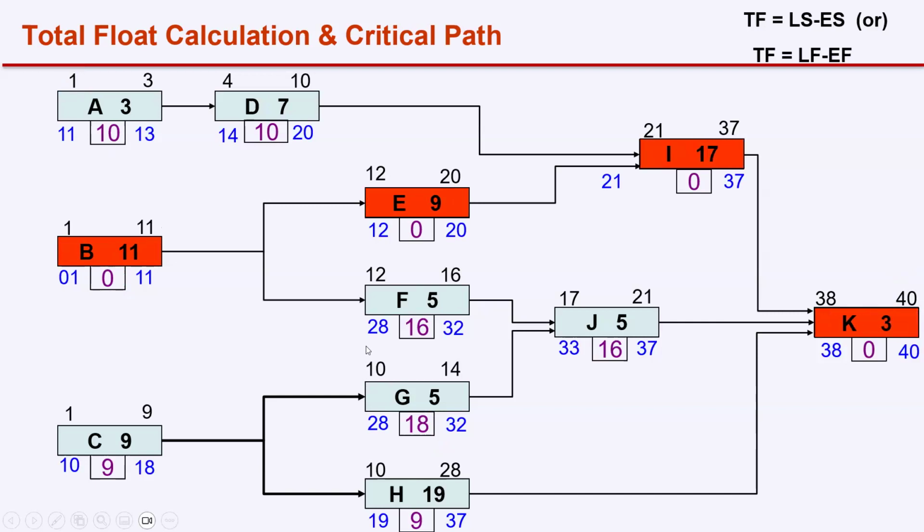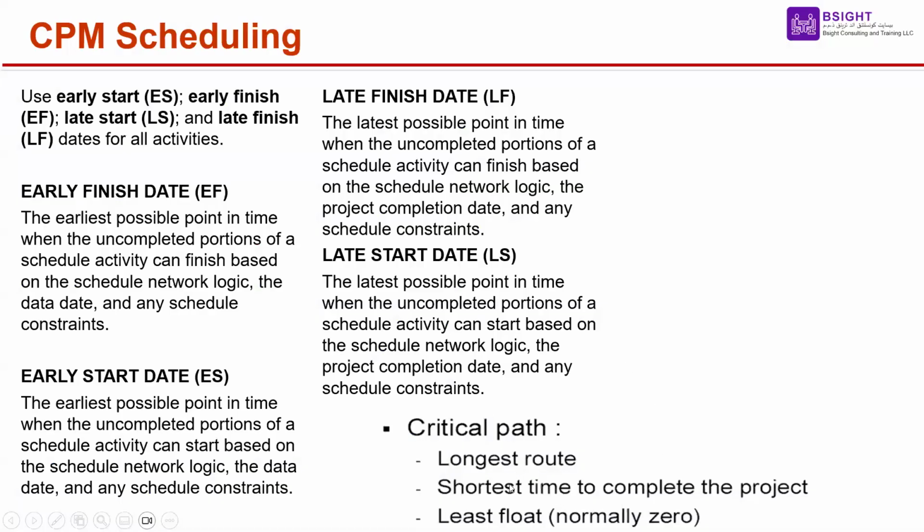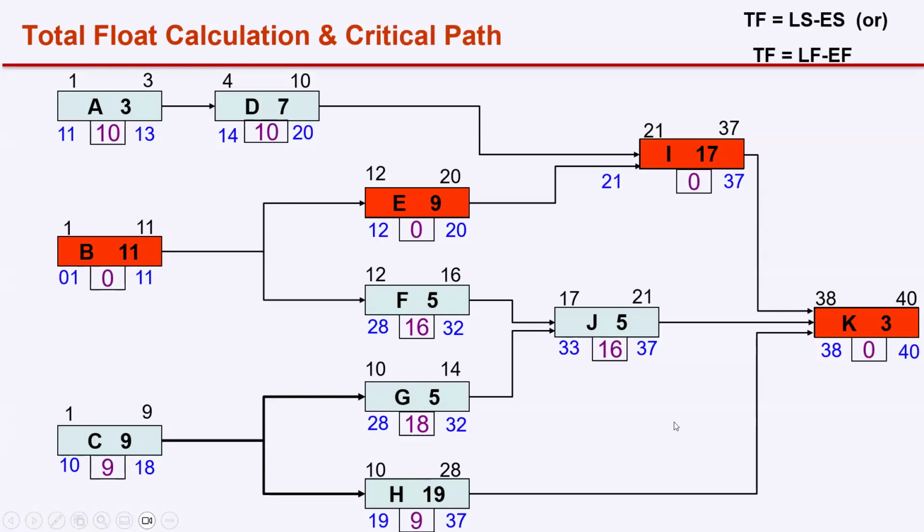So as I told you, those activities' bars will be shown in red color. So that's another definition, the least float. As you can see here, longest route, shortest time to complete, and least float, normally zero float. So now you understood how to calculate the critical path. What is the importance of the critical path?